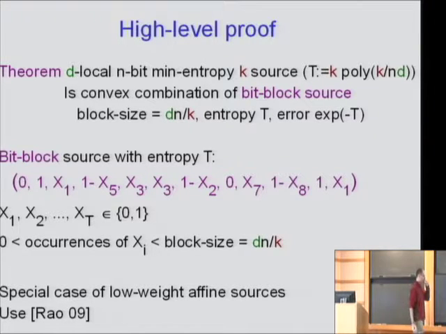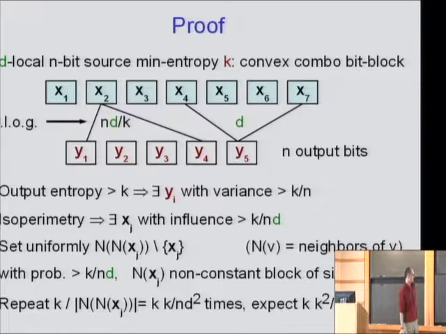Okay, so now I want to spend some minutes on how we prove this reduction here. So I have this technical slide, which is one of our main technical contributions. What's going on here is that I have a d-local source of m bits, which has min entropy k, and I want to prove that it's a convex combination of these bit block sources. Here is my input to the source, these bits x, and this is the sample. These are the output bits. So how do we do this reduction?